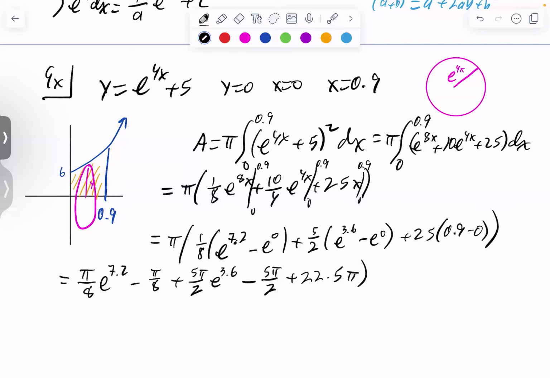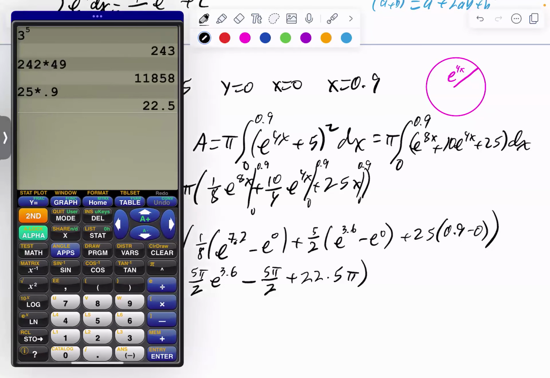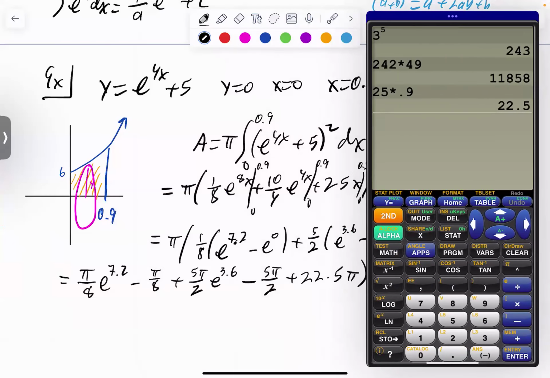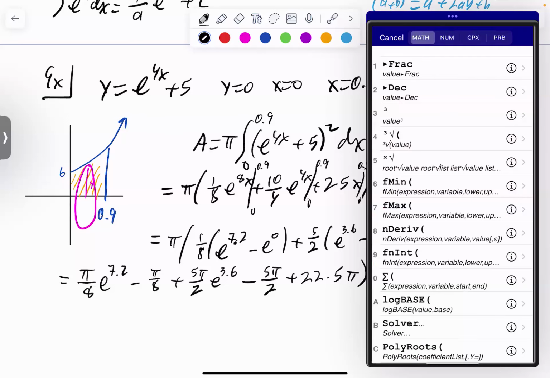All right, so let's clean this up a little bit if we can. So negative 1/8 minus 5 halves plus 22.5. So let's do this. Negative 1/8 minus 5 divided by 2 plus 22.5. Oops. And turn to a fraction.